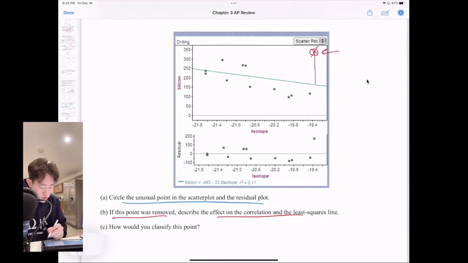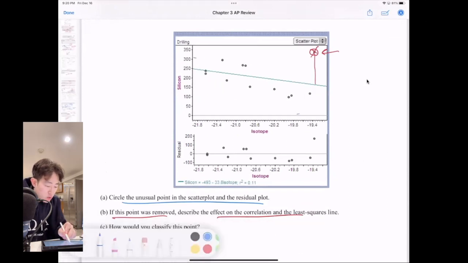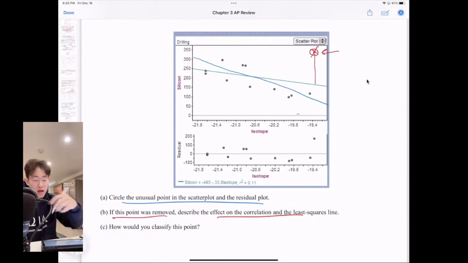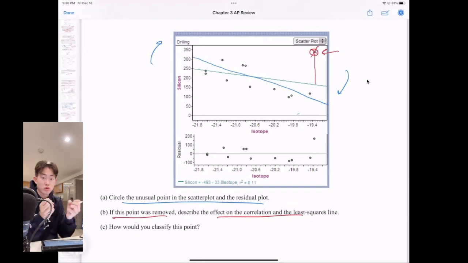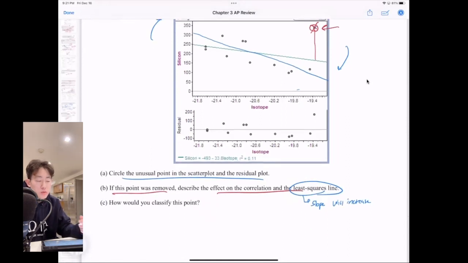If this point was removed, what I can visualize is that with these dots in the middle that are remaining, my line will tend to go steeper that way. Because this point is gone, it's going to tilt the line in this direction, so that it goes through the middle of all of those dots to minimize the residuals. So if this point was removed, first of all, if I were to comment on the least squares regression line, the slope will increase. Technically speaking, the slope is increasing in the negative direction, an increase in negative value.